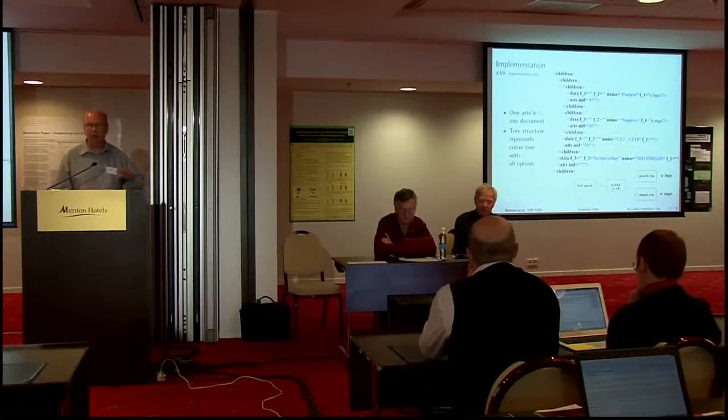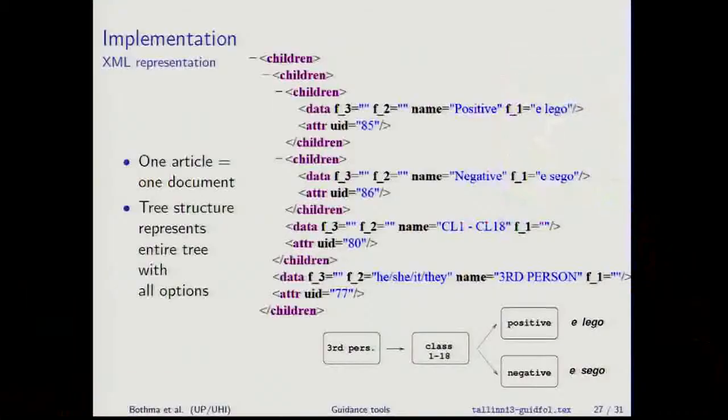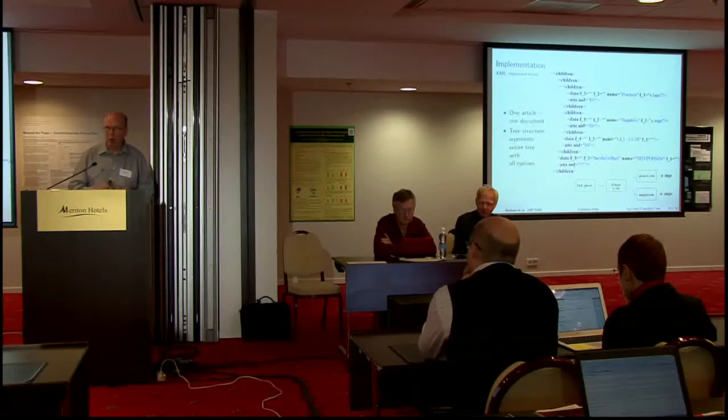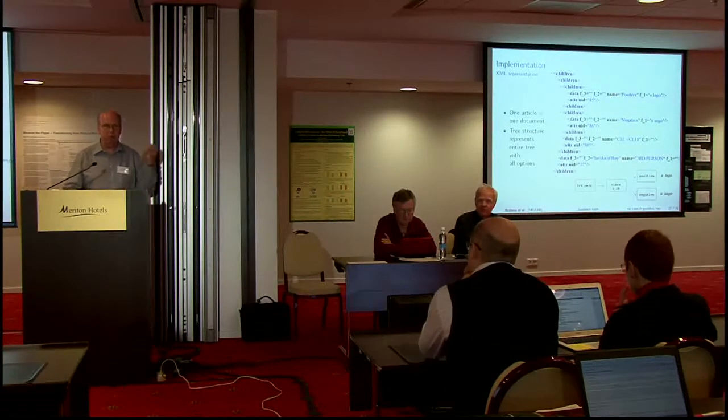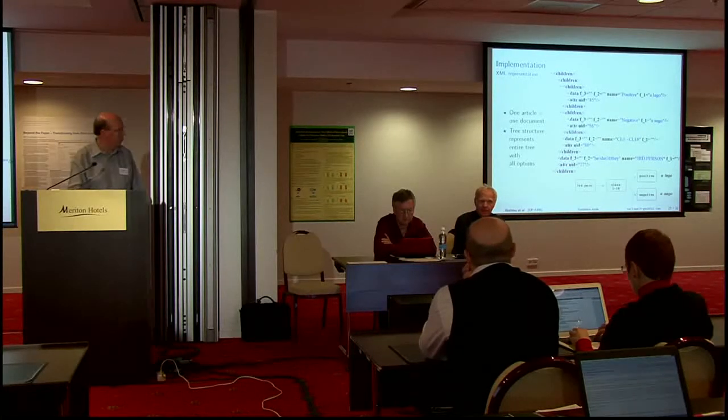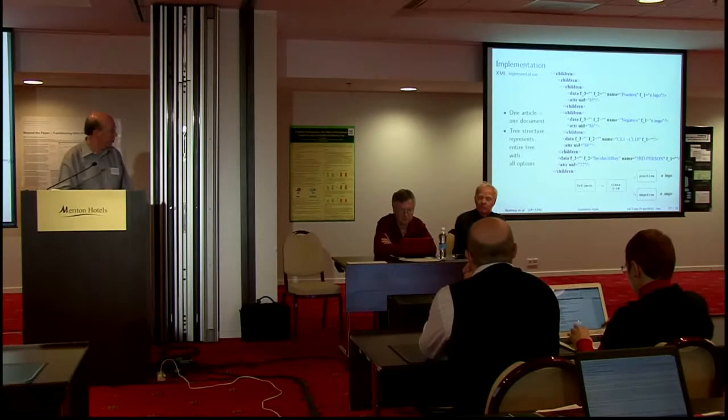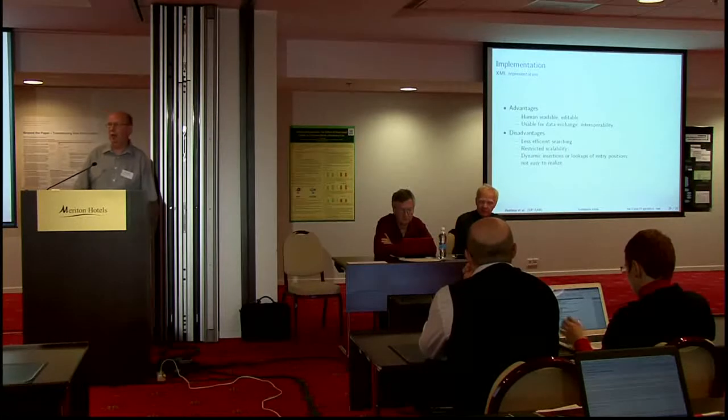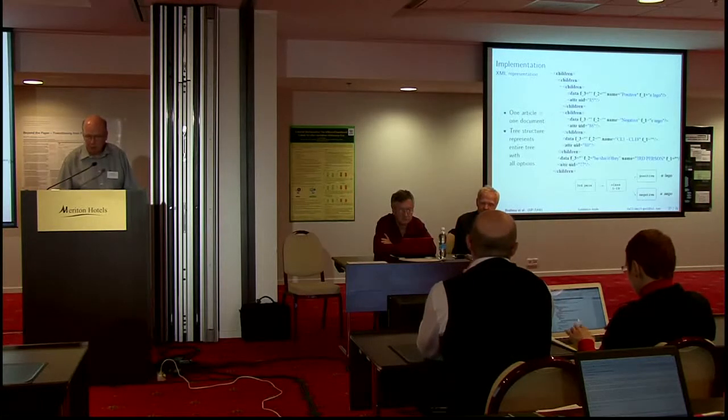Here you can see the XML representation. So by simply clicking on a little button in the edit mode, you can export this to XML. One article represents one document, and the tree structure is represented with all its options within the XML tree. So that little piece of XML there would give you this output if you attach the proper style sheet to it. Oh, something happened that shouldn't have happened. There it is.